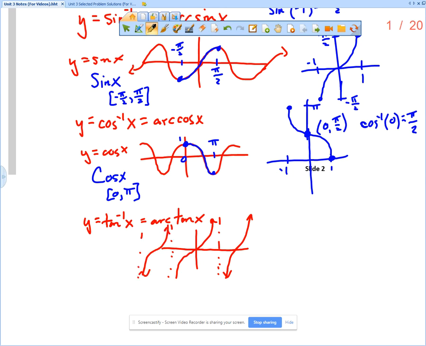But once again, this is not one-to-one, and so then we would need to restrict the domain. So the domain in this case is restricted to be just in between those two asymptotes. And so we say from negative pi over 2 to positive pi over 2.